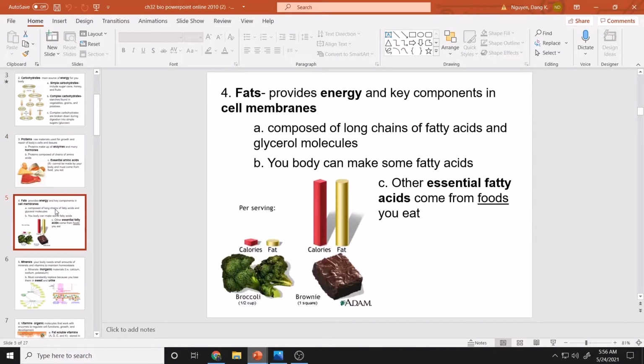Fats provide energy. Your body can also store it for later use. And they're also the key components in cell membranes. If you recall, the cell membrane is constructed of the phospholipid bilayer. So it's important that your body can make some of these fatty acids and that you consume it from the foods that you eat.